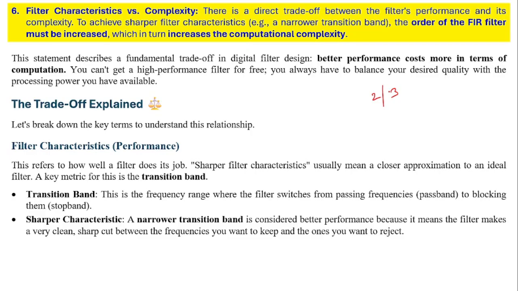If you remember our transfer function H(z), what does that mean? How do you find out the order of the filter? The order of the filter is basically the highest number of poles or zeros. Whatever is the highest number of poles or zeros is taken as the order of the filter.